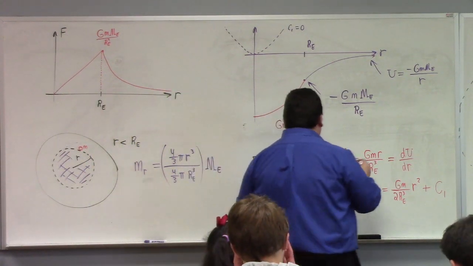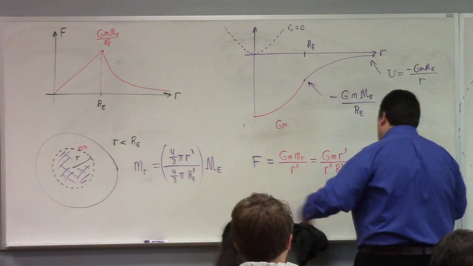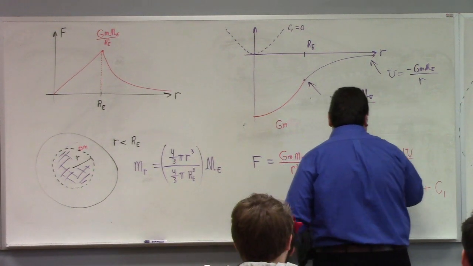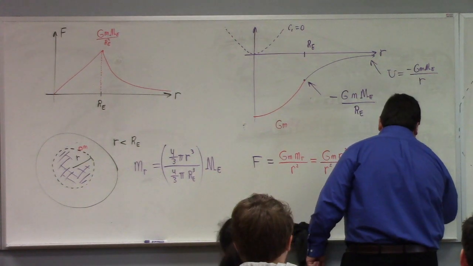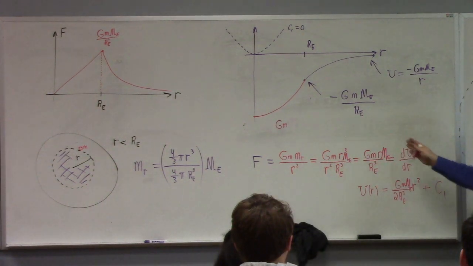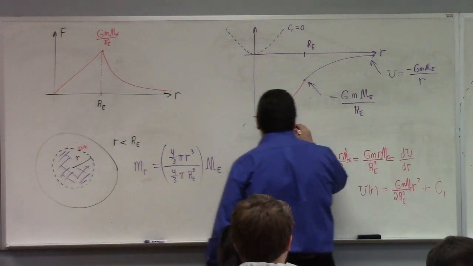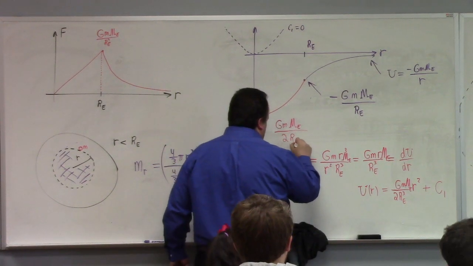I've lost my mass of the Earth here. These were all supposed to have mass of the Earth, right? So G, mass of the Earth, divided by 2 times the radius of the Earth.